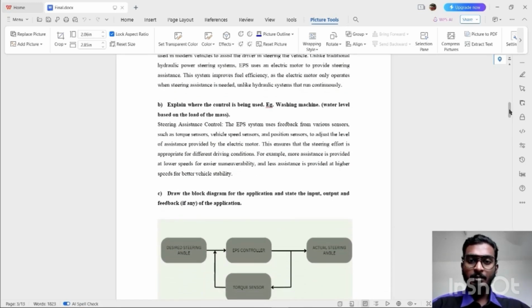The second question is, explain where the control is being used. The control in the electric power steering system is used to adjust the level of steering assistance provided by the electric motor. This adjustment is based on feedback from various sensors such as torque sensor, vehicle speed sensor, and position sensor. These sensors monitor the driver's input and the vehicle's dynamics to ensure that the steering effort is appropriate for different driving conditions. For instance, more assistance is provided at lower speed for easier controlling, such as during parking or low-speed city driving, and less assistance is provided at higher speed for better vehicle stability and control on highways.